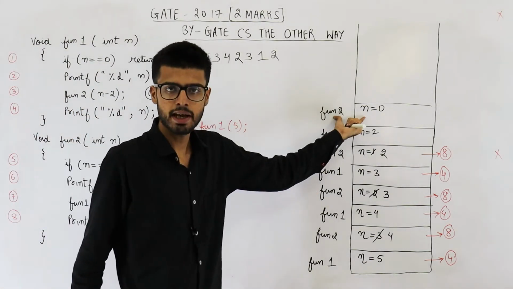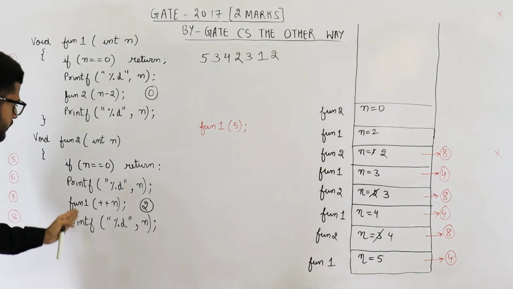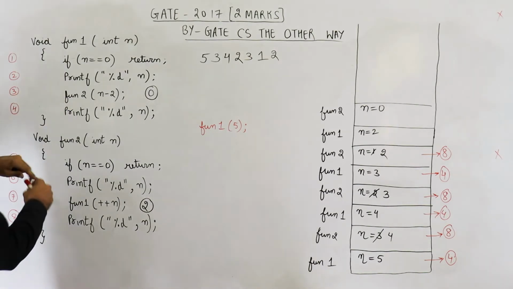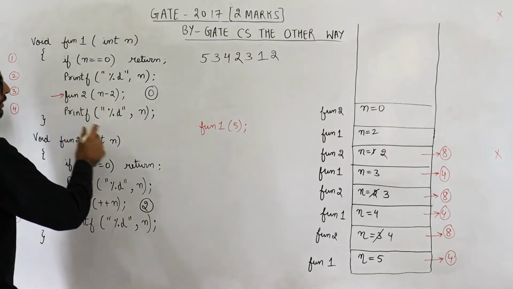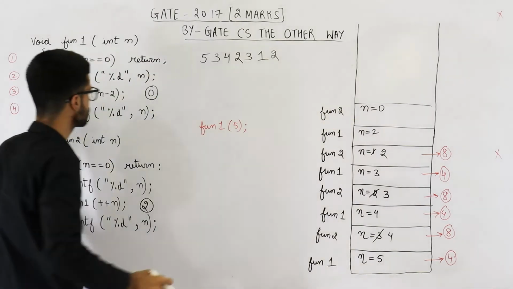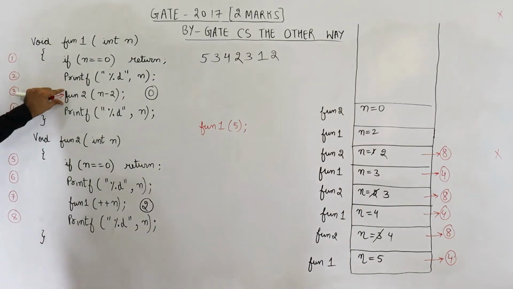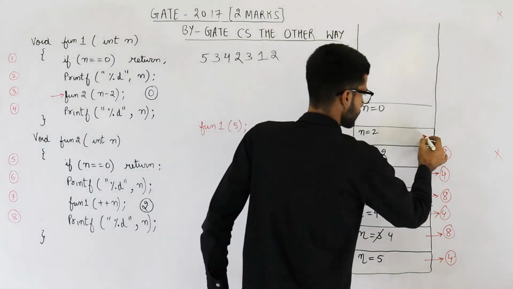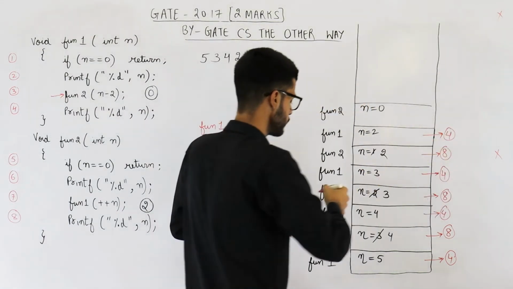Now see, whenever this function completely ends, then you have to execute this line printf, because it is still remaining. Currently, we are trying to call a function and its activation record is pushed. After this function call completely ends, you have to execute line number 4. So I'm writing 4 here. Now see what will happen.